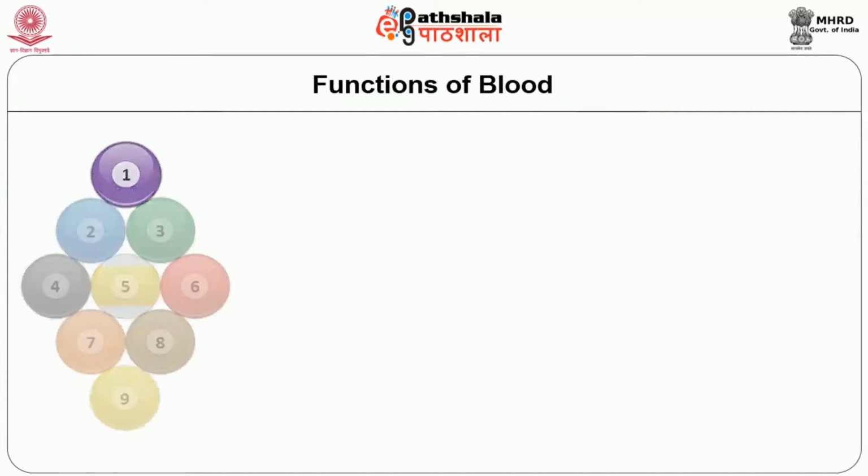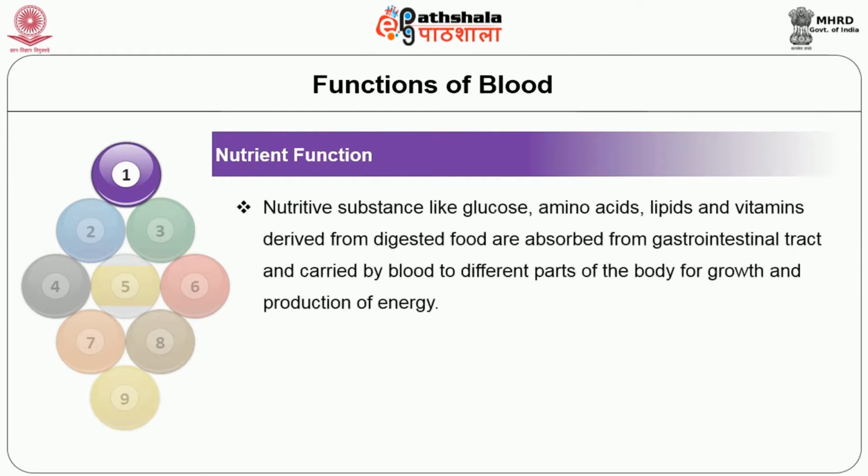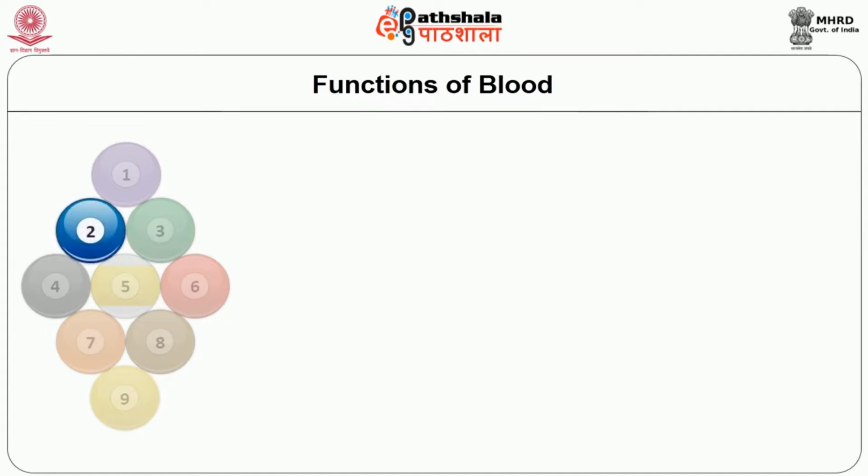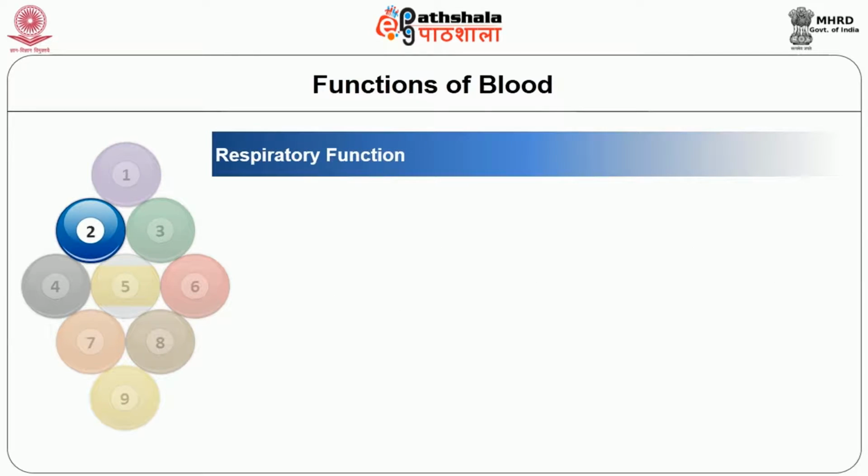Functions of blood. Number 1 is the nutrient function. This is the most important function of the blood. Nutritive substances like glucose, amino acids, lipids, and vitamins derived from the digested food are absorbed from the gastrointestinal tract and carried by the blood to different parts of the body for growth as well as for the production of energy.